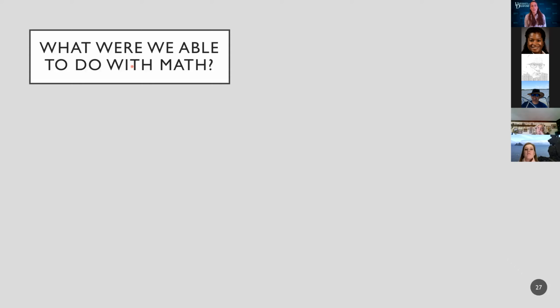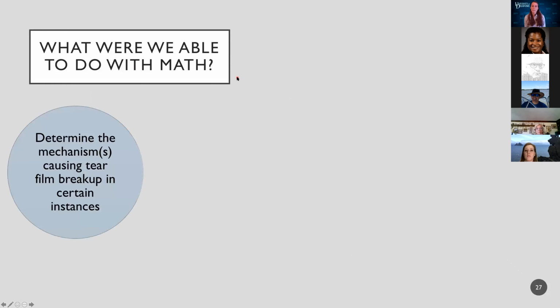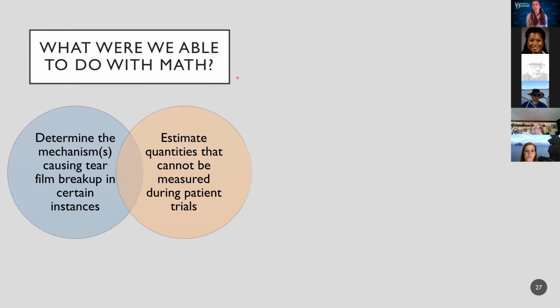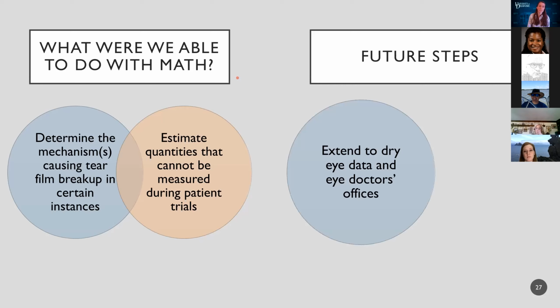Okay, so let me wrap up here and remind you what we've been able to do with math. The first thing is we can determine the mechanism causing breakup in certain instances. Okay? We can either say, is it evaporation? Is it the Marangoni effect? Sometimes it's a combination. We can estimate related breakup parameters that can't currently be measured by optometrists, like the salt level of your eye. And in the future, I've mentioned this before, this same idea could be extended to dry eye data, and potentially be a tool for use in doctors' offices.